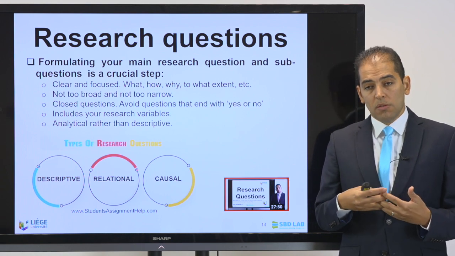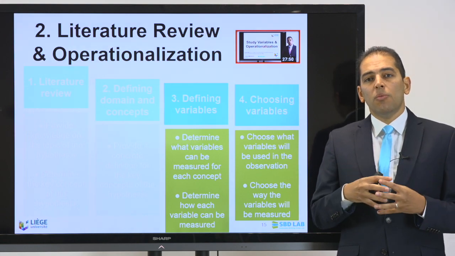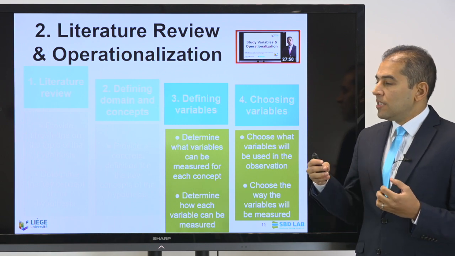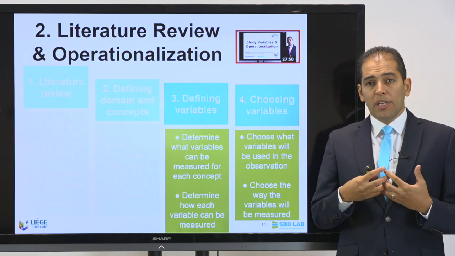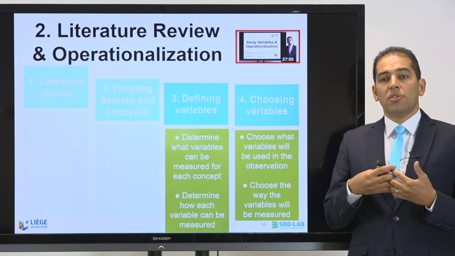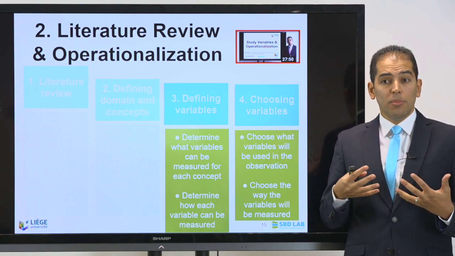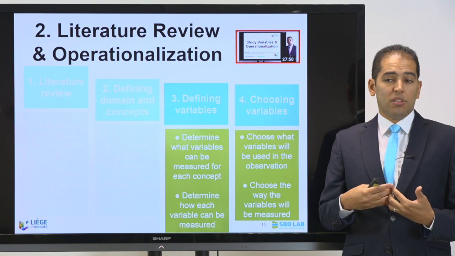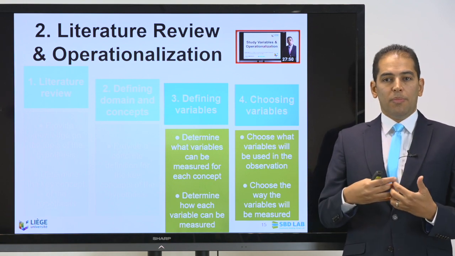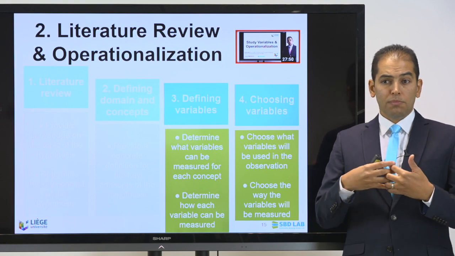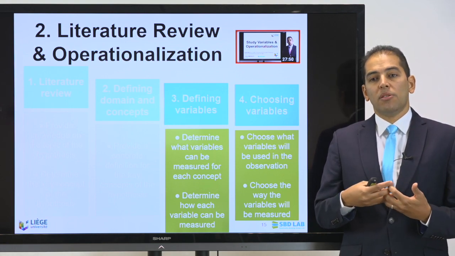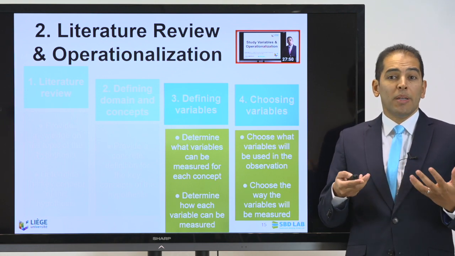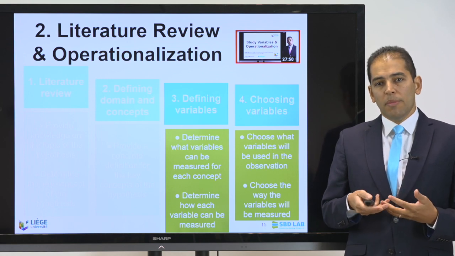Now, when we look at operationalization and where it is positioned in this process of research design, as you can see, you need to start first with your literature review. You can do an initial literature review. You will start to define your variables. You will determine what variables can be measured for each concept, and then how each variable can be measured. From there, you can move to step 4, choosing your variable, and here you will be more conscious about the choice of your observations based on the possibilities and availability to measure, and the pragmatic feasibility of the measurement.